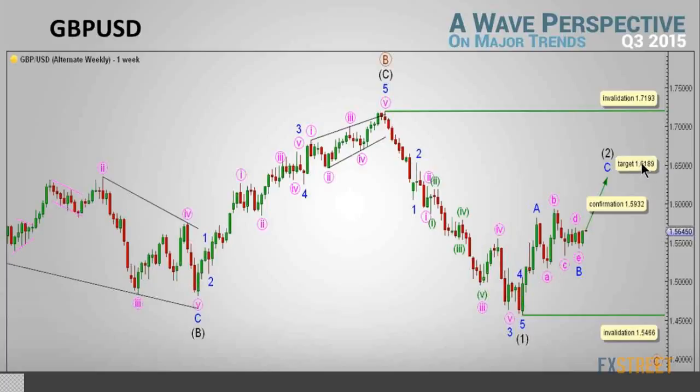If you remember correctly, that target is the second target we had in the previous webinar for cable. This count would be invalidated by movement above 1.7193, as wave 2 black may not retrace more than 100% the length of wave 1 black, and as well, this count would be invalidated by movement below 1.5466, as wave B blue may not retrace more than 100% the length of wave A blue. It should be noted that once we have confirmation on the weekly chart that wave 2 black is unfolding toward the upside, the invalidation point will be moved to the end of wave B blue.